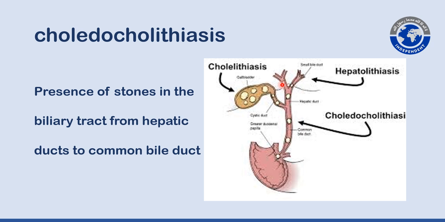They can be divided into extrahepatic and intrahepatic. The extrahepatic are in the common hepatic duct or the bile duct. Intrahepatic are proximal to the confluence of both hepatic ducts. Any stone present in the biliary tract of the intrahepatic part will be called intrahepatic choledocholithiasis.